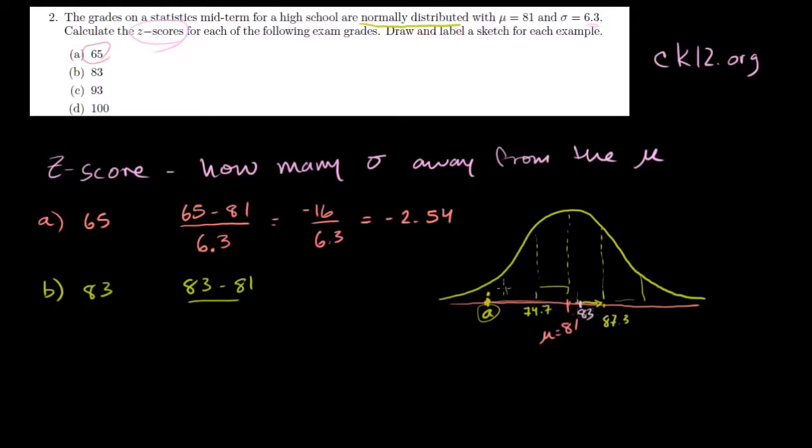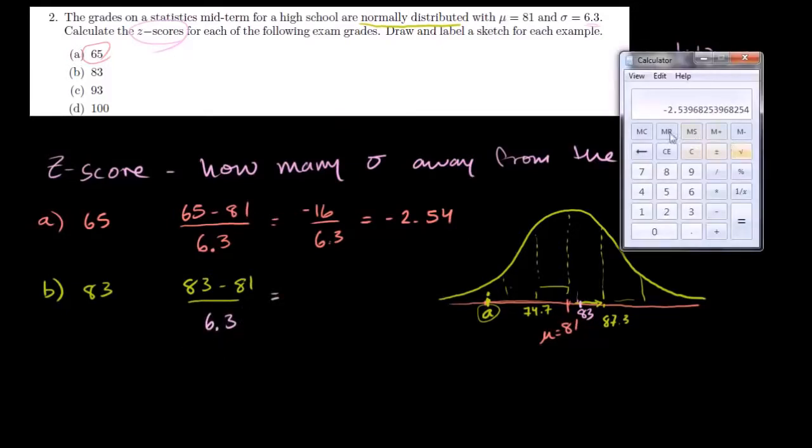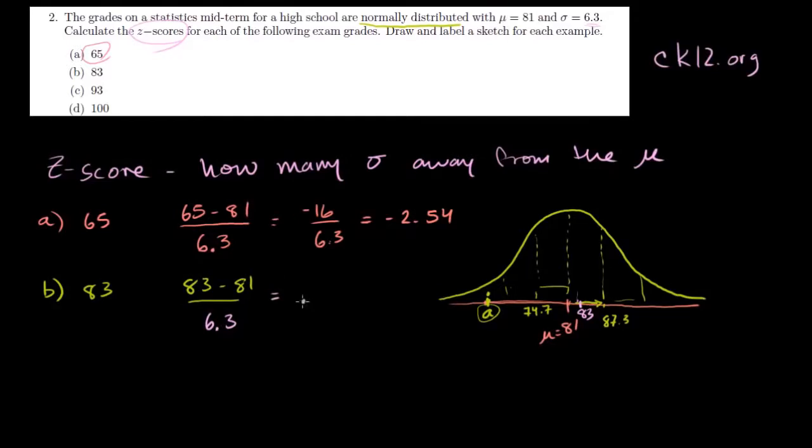We're right here. And the z-score here, 83 minus 81, divided by 6.3, will get us, let's see, clear the calculator. So we have, well, 83 minus 81 is 2, divided by 6.3, it's 0.32, roughly. So here we get 0.32. So 83 is 0.32 standard deviations above the mean. And so it would be roughly 1/3 of the standard deviation along the way, right? Because this was one whole standard deviation. So we're 0.3 of a standard deviation above the mean.